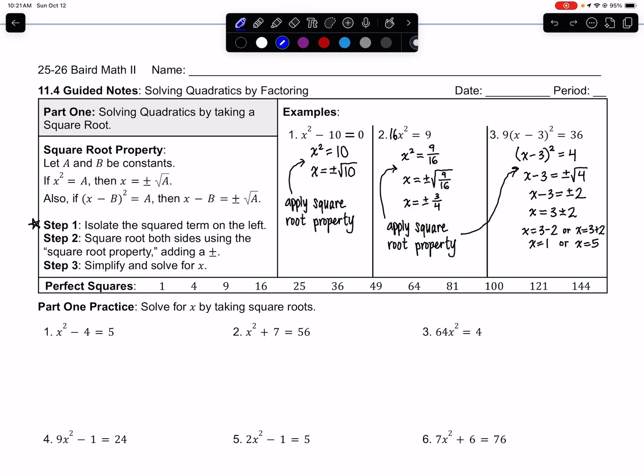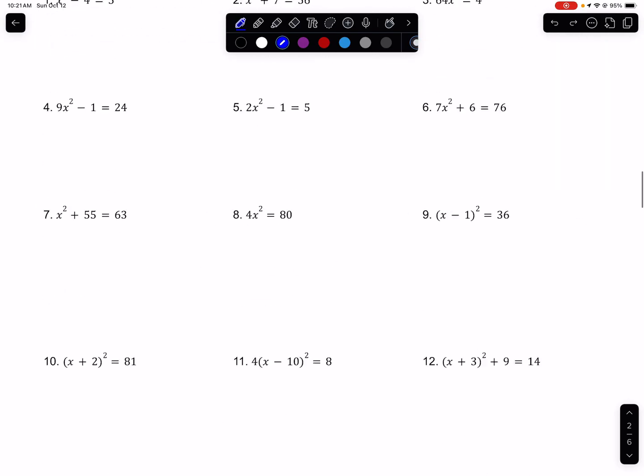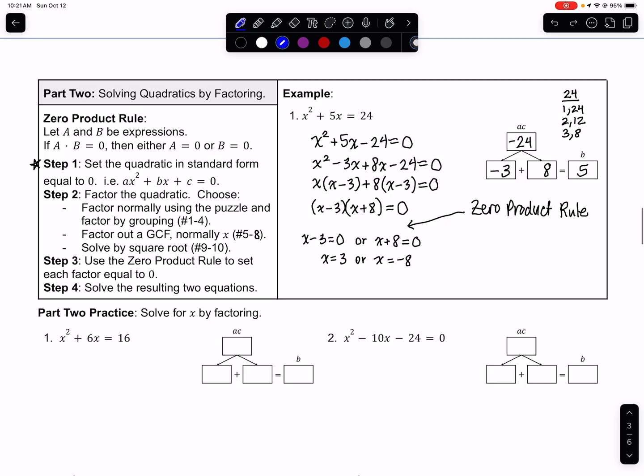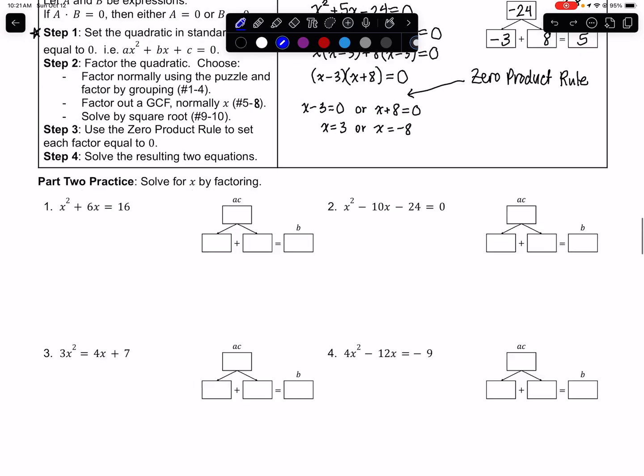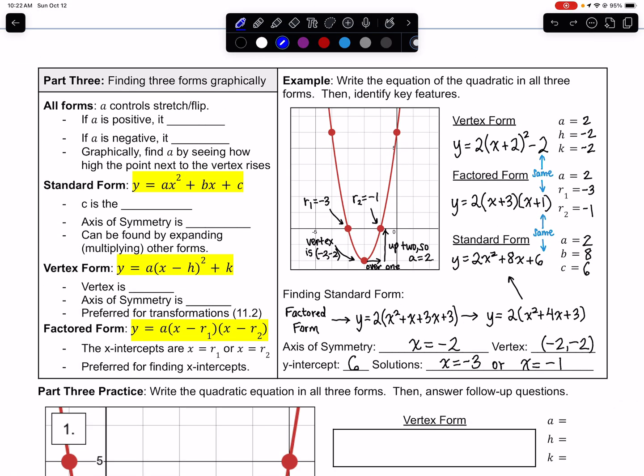Hello everyone, we're going to start learning today about solving quadratics by factoring. So we've started looking at some of the strategies last class, but let's take a look at everything that we have to learn today. So we'll be learning about factoring using the square root property, which is part 1. In part 2, we'll be learning about how to solve with factoring. So a lot of factoring examples here. And then finally, we're going to learn about how to move between all three forms.